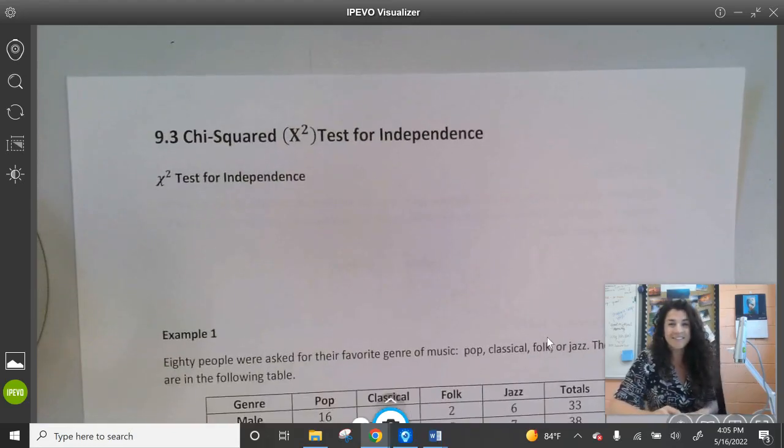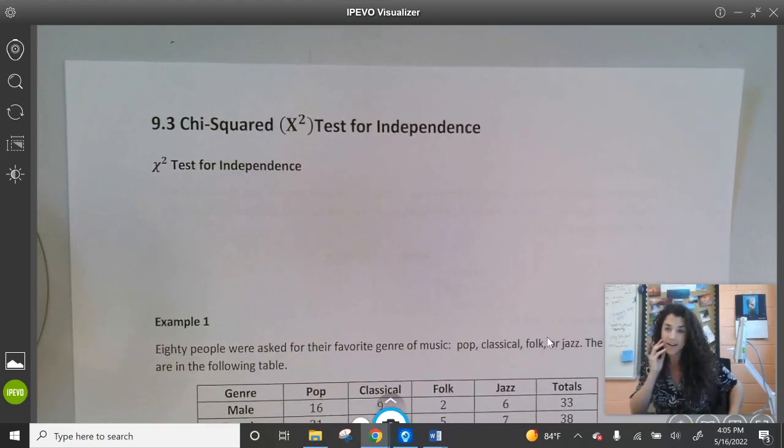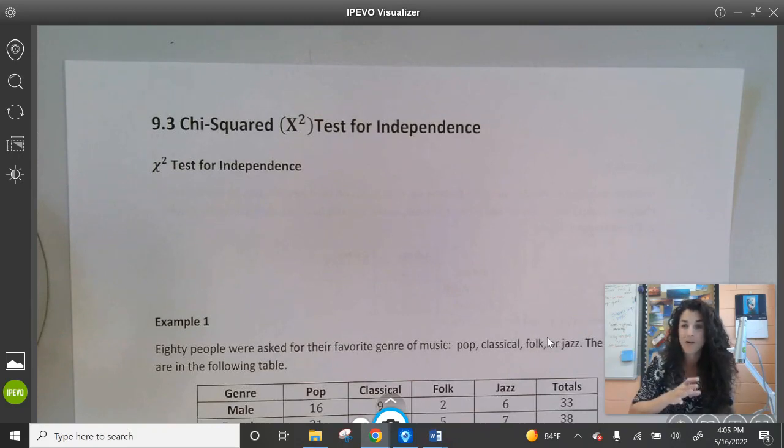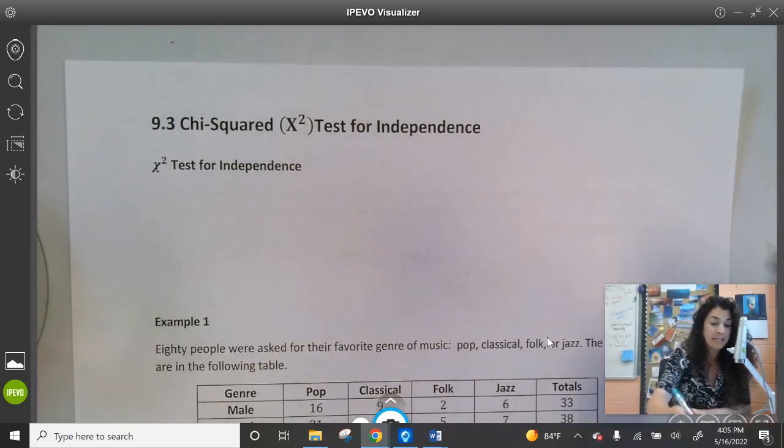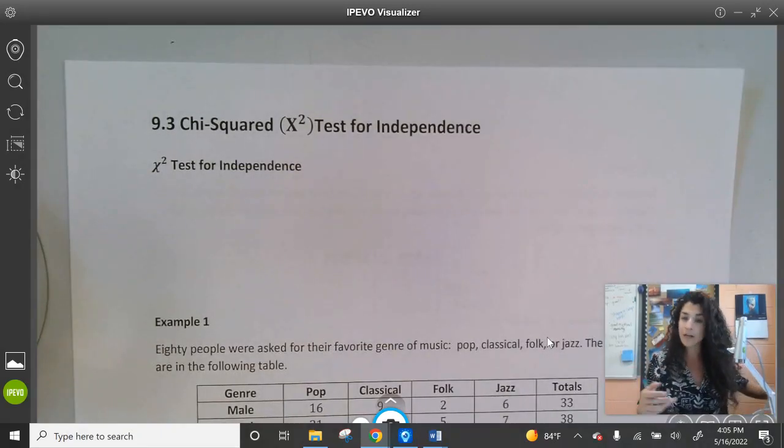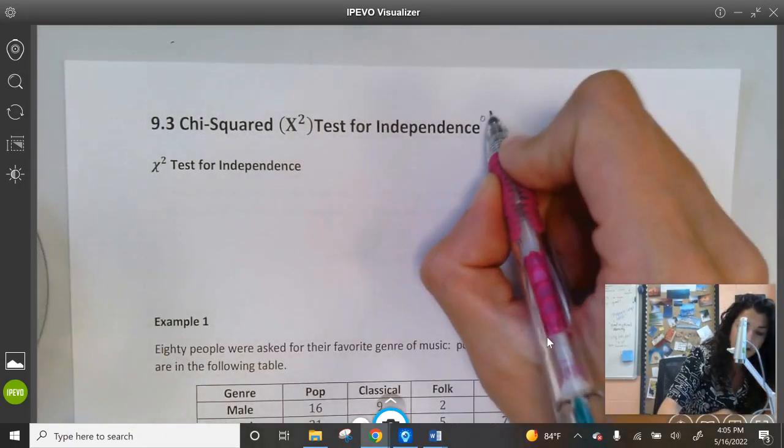Hey, 11th graders. So we are moving on with our chi-squared tests. Last class, we learned about the chi-squared test for goodness of fit. And now we're learning a different test that's still under the category of being a chi-squared test. We are now learning about the chi-squared test for independence. The main idea with this test is, are these two variables independent of each other?